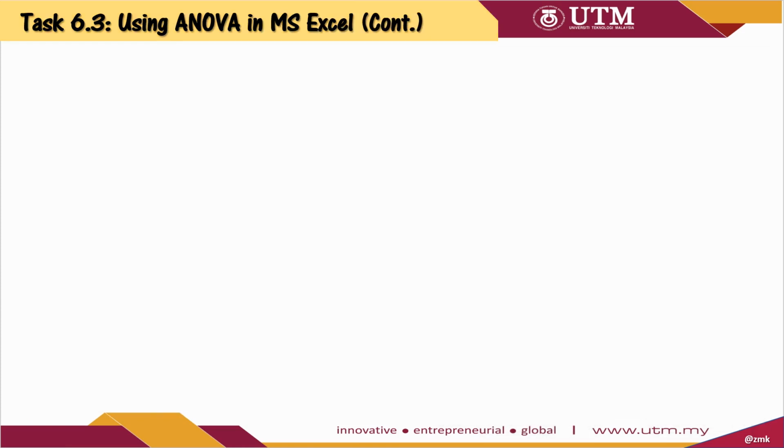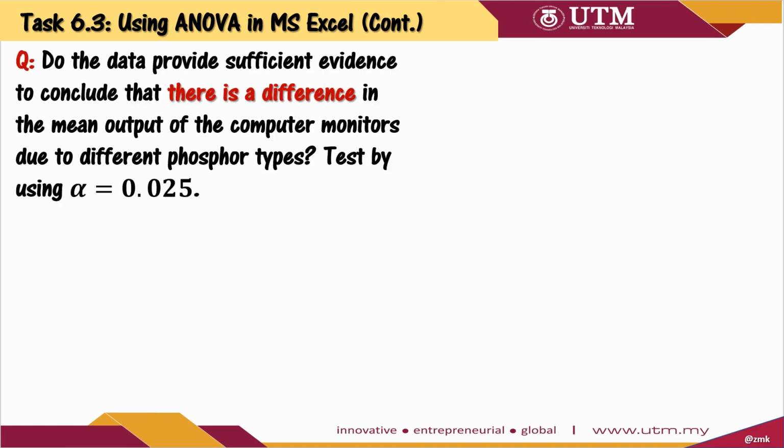Using the Excel output, you still need to complete the testing procedure by stating the hypothesis statements H0 and H1, decision rule, decision statement, and conclusion. Now, suppose we alter back the question for task 6.3, which reads as follows. Do the data provide sufficient evidence to conclude that there is a difference in the mean output of the computer monitors due to different phosphor types at the level of significance alpha equal to 0.025?